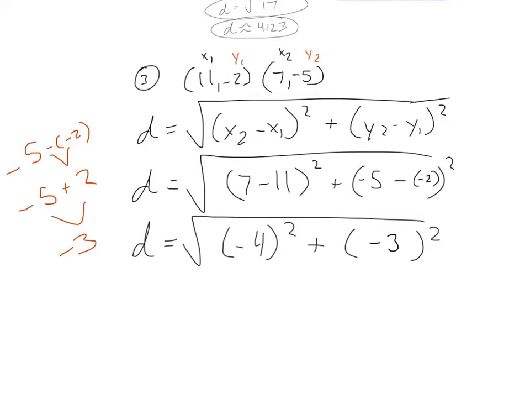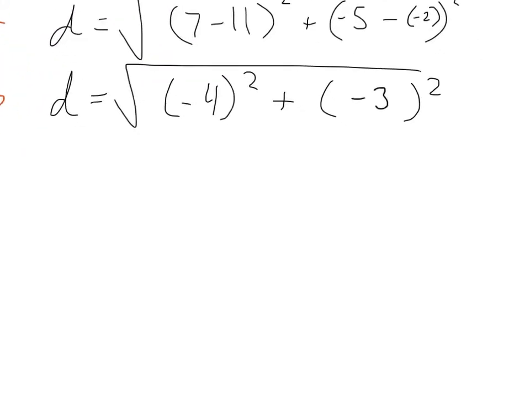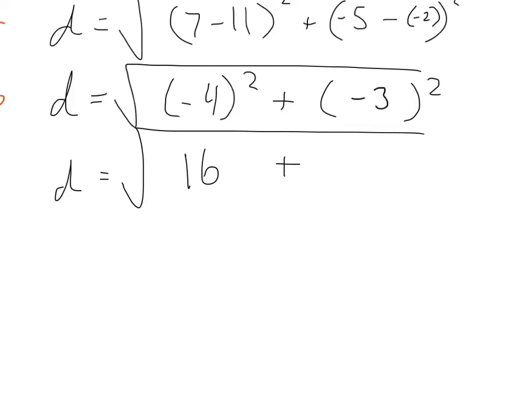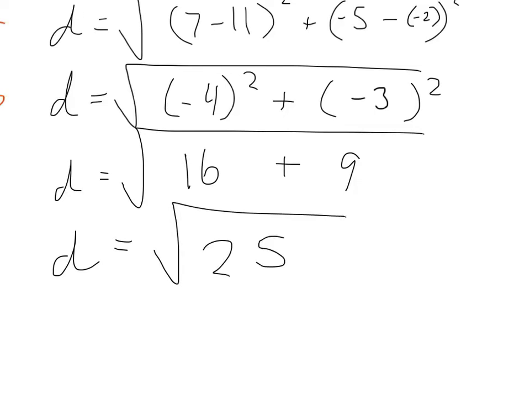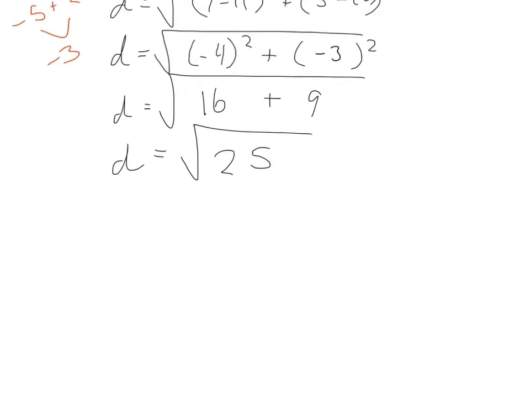So D is going to be equal to the square root of -4 squared. That's -4 times -4, which is positive 16, plus -3 times -3 is positive 9. Then 16 plus 9 is 25, and that's really great. Why? Because 25 is a perfect square, so what's the positive square root of 25? It's 5. So 5 units should be the distance that you found there.